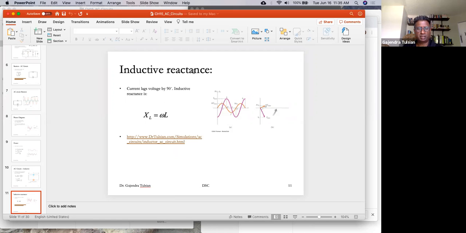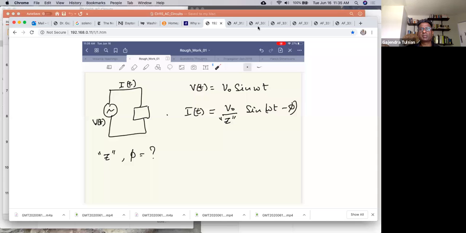This is given a special name. The impedance for the inductance is called the inductive reactance. It's denoted by XL, that's the standard notation. And you see it's frequency dependent. That's the resistance of the inductor, and as the frequency increases, the inductive reactance increases linearly. Current lags voltage by 90 degrees, and inductive reactance is this. So let's look at the simulation for that.